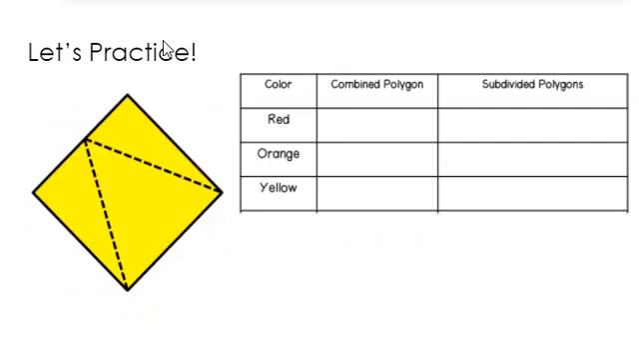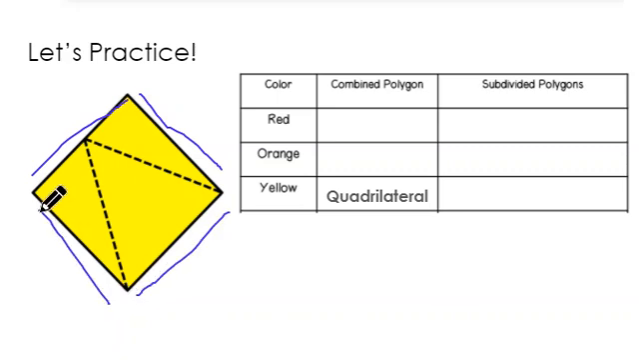If we look at this yellow shape, what would be the combined polygon? It's a quadrilateral because it has 1, 2, 3, 4 sides. What would be the subdivided polygons? You would get 3 triangles. 1, 2, and 3. Each of these has 3 sides, so they become 3 triangles.